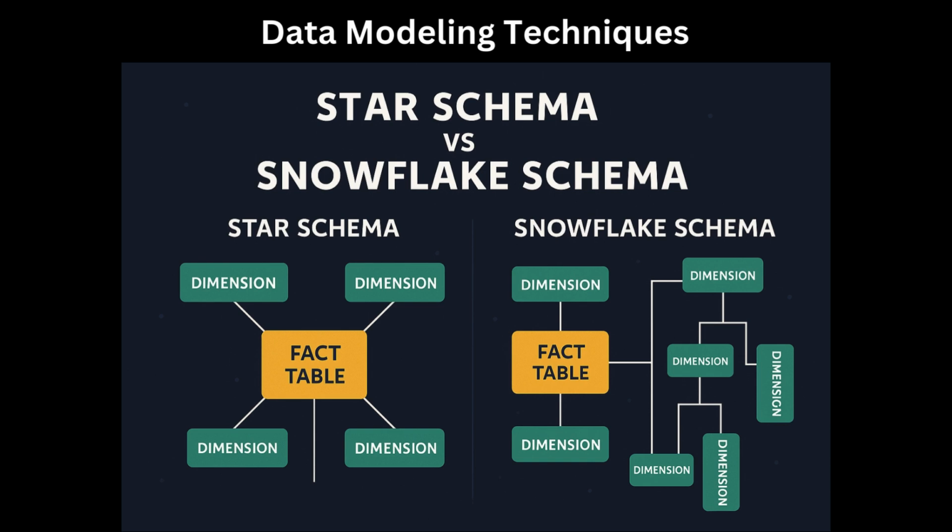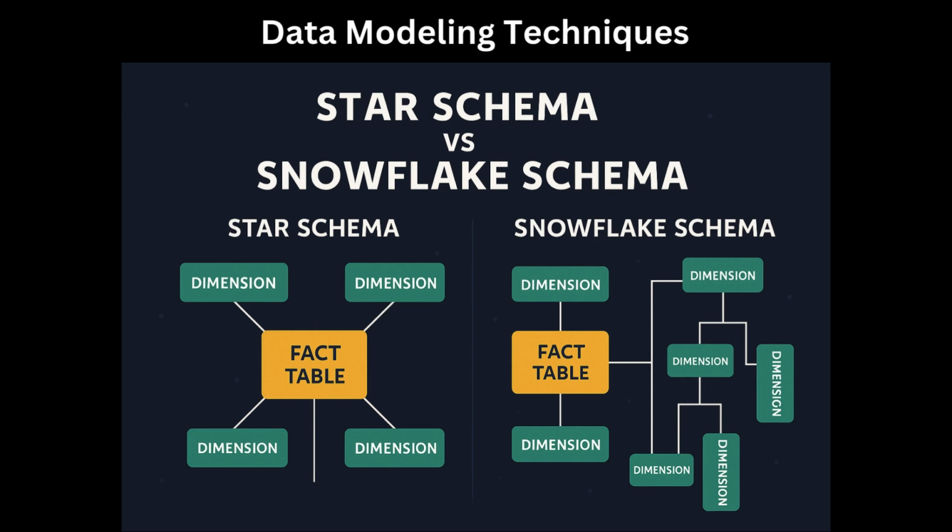What makes the star schema so attractive is its simplicity and ease of querying. The relationships between the fact and dimension tables are typically one-to-many, and since the dimension tables are denormalized, it reduces the number of joins required during querying, making it faster for read operations. However, this denormalization can lead to data redundancy.